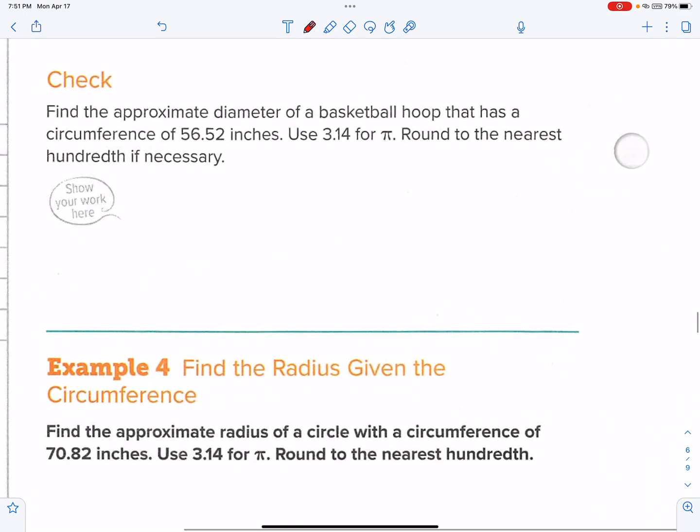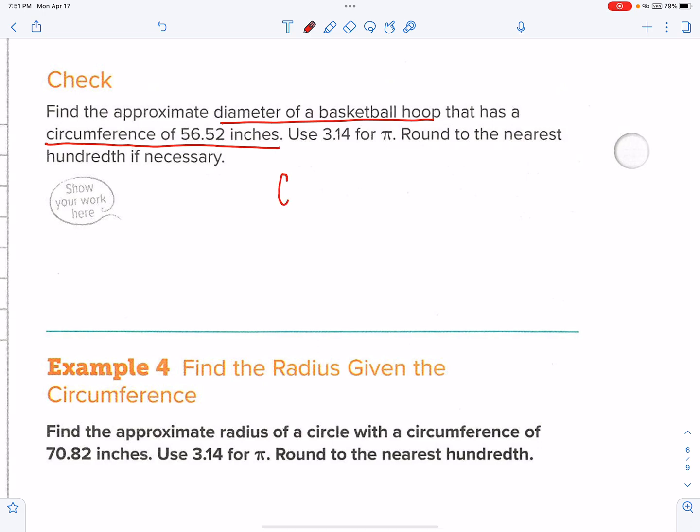Go ahead and try it out with this one. They're letting you know that the diameter of a basketball hoop approximately is what you're trying to find. We know the circumference is this many inches. So set up your formula, plug in and substitute what you know, and then go ahead and isolate your variable. Okay, go ahead and pause. All right, let's see how you did.